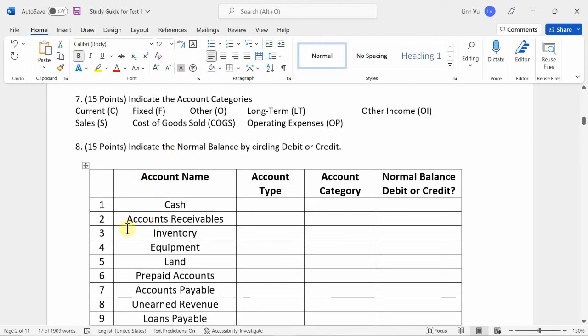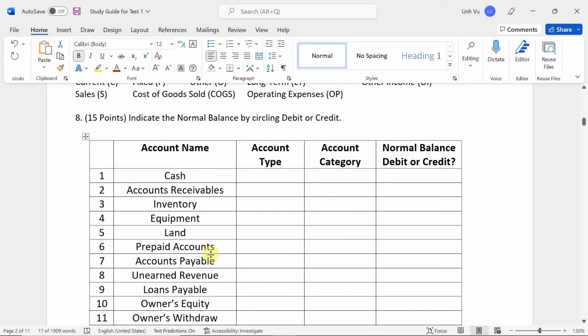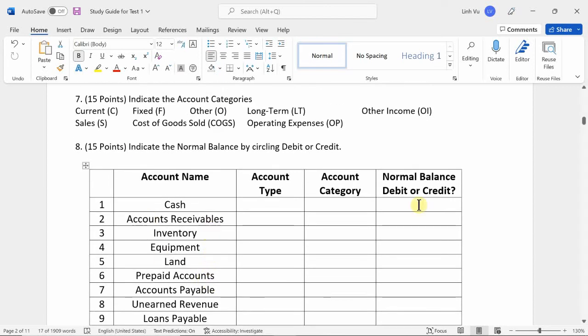Of course, each and every single one is going to have its own separate question. So for this exam, you have 10 account questions. I can give you any account, and you are to determine the account type, category, and normal balance. So for instance, cash. What type of account is cash? It's an asset account. Yes, it is.